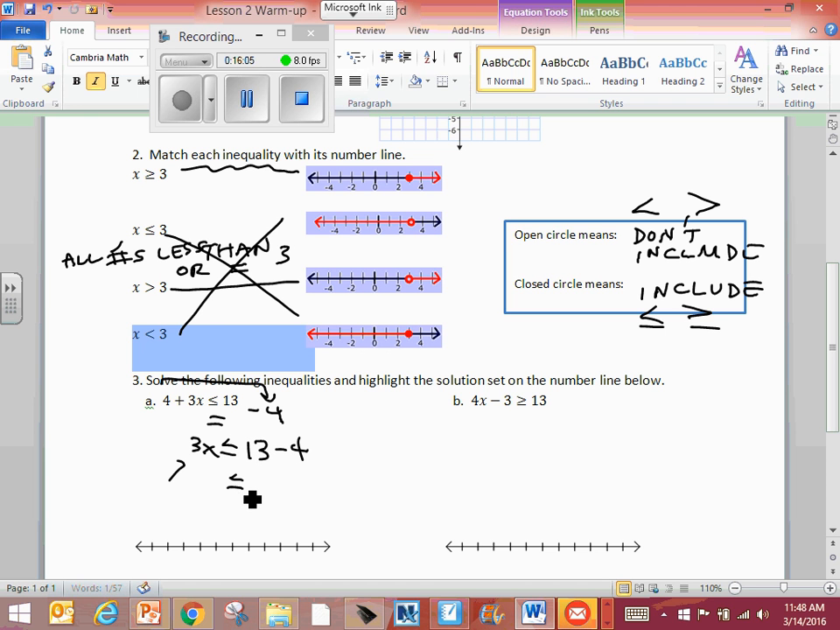So let's see here. 13 minus 1 is 11. I don't know why I didn't just put the 11 there, but whatever. Divide the 3 on both sides. We're still okay. Let me put the final answer in this direction. Hopefully they can see x is less than or equal to 11 over 3. I'm going to leave it as that. If you had to calculate, the decimal would be about 3.6. On the number line, here's what you do.